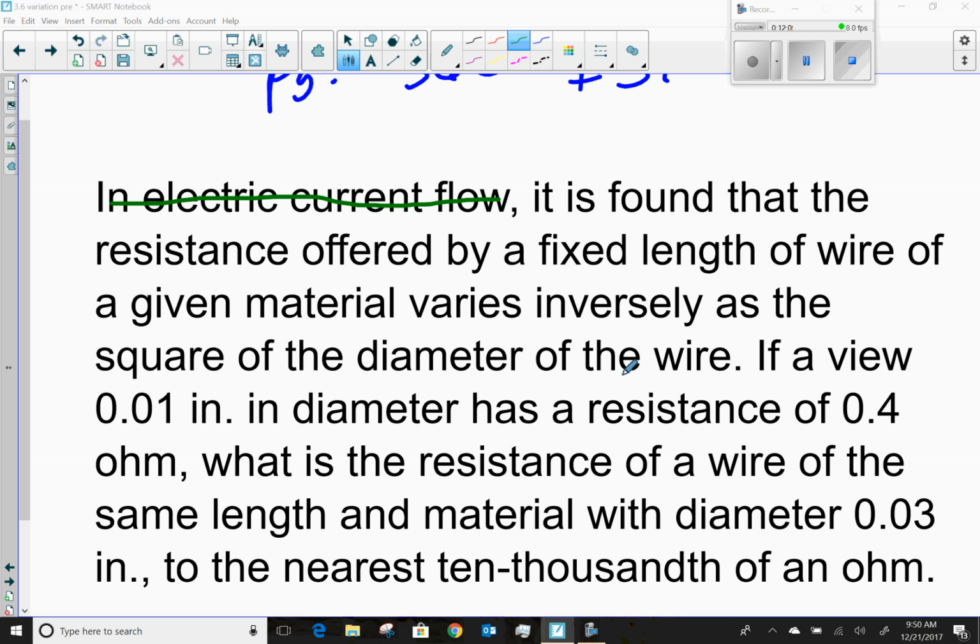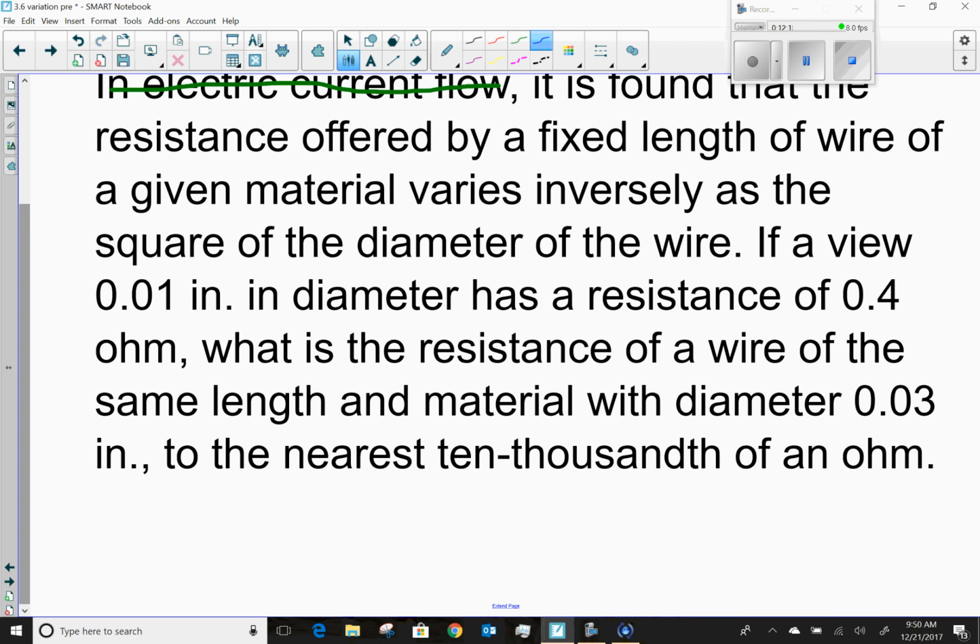And then you can read the rest of it. But this first part is going to set our equation, right? It's always equals K. Now what comes before the word varies? Look at the word varies, and we're going to have to look all through this, right?